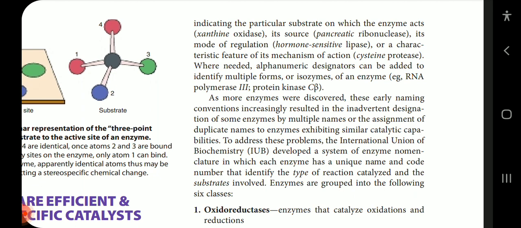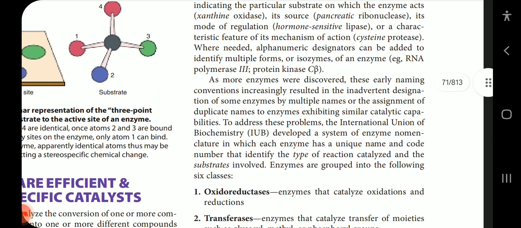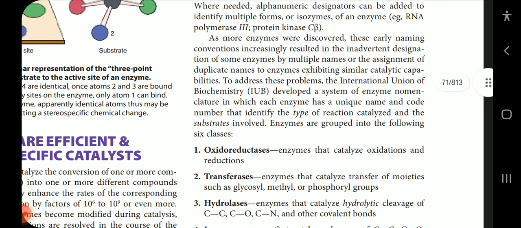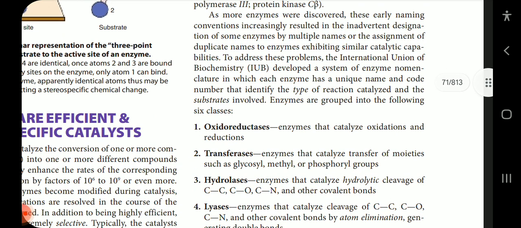Xanthine oxidase names its substrate; pancreatic ribonuclease, its source; hormone-sensitive lipase, its mode of regulation; and cysteine protease, a characteristic feature of its mechanism of action. When needed, alphanumeric designators can be added to identify multiple forms or isoenzymes of an enzyme. Examples: RNA polymerase III, protein kinase C beta. As more enzymes were discovered, these early naming conventions increasingly resulted in inadvertent designation of some enzymes by multiple names, or the assignment of duplicate names to enzymes exhibiting similar catalytic capabilities.